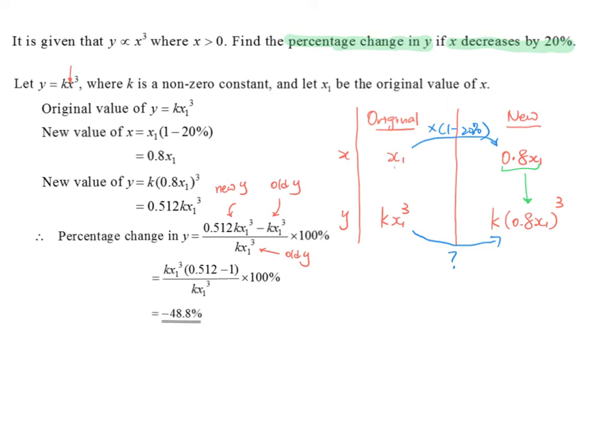So let's say I start out with 100 for the x. Then for the y, I would have 1 million k. All right. So if I change it to 80% of 100, my new x will be 80. And so if I put 80 in here for the new x, you calculate the whole thing, you end up with 512,000 k, and that is a decrease of 48.8%.